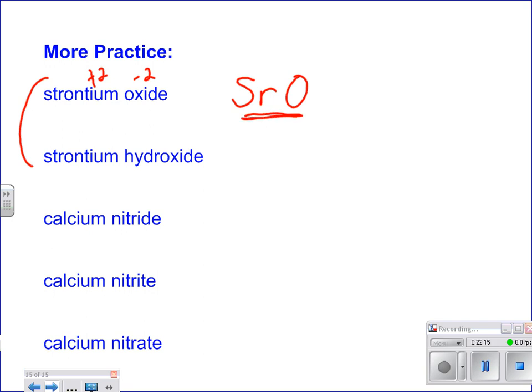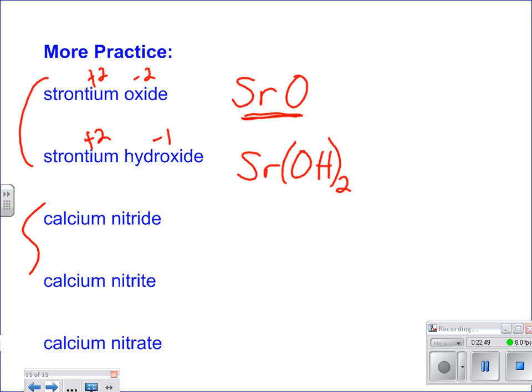And then strontium hydroxide, it's a +2. Hydroxide is OH, which is a -1. If you were to just go ahead and crisscross or whatever it is, think about it being neutral, and you put a 2 there, that would be wrong as well. You have to have 2 hydroxides, not just 2 hydrogen ions, but 2 oxygens as well. So even in that situation, you do need parentheses.